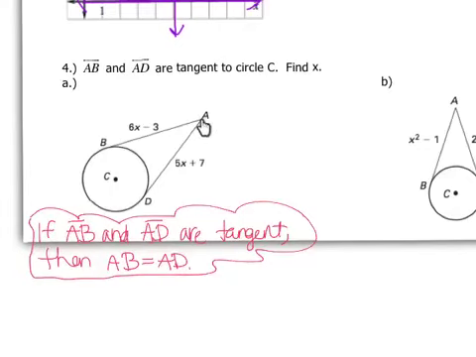So if these two are tangent, their measures are equal. So really all we need to do to find the value of x is to set their expressions equal to one another and solve. Six x minus 3 equals 5x plus 7. Get all of your x's to one side, all of your constants to the other.